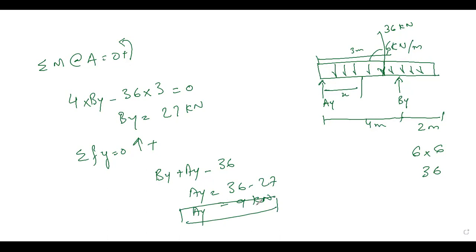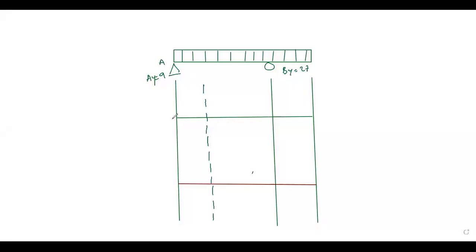Sorry, Ay is calculated. So we know Ay is equal to 9 and By is equal to 27. Okay, so far so good. Now we have to draw the shear force and bending moment diagram.